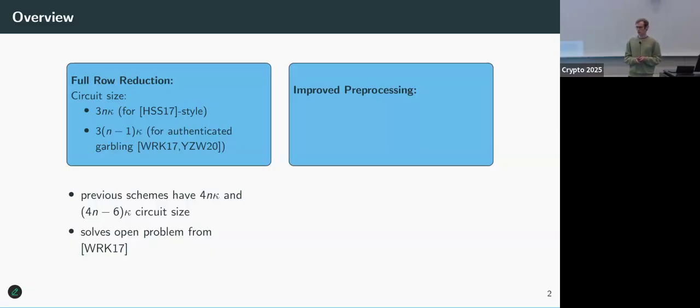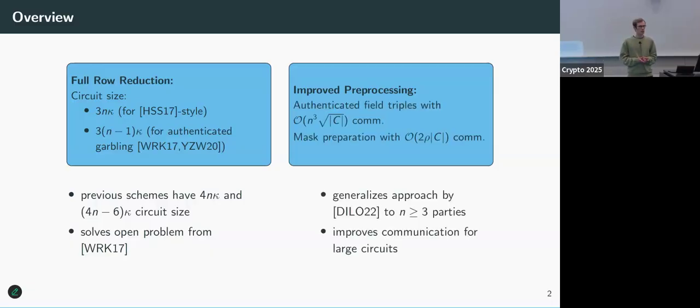The second contribution concerns the preprocessing that we need to set up and be ready for the garbling phase. And there we generalized the approach by Dittmer et al. from Crypto 2022 to the multi-party case, and this improves the communication cost for large circuits.